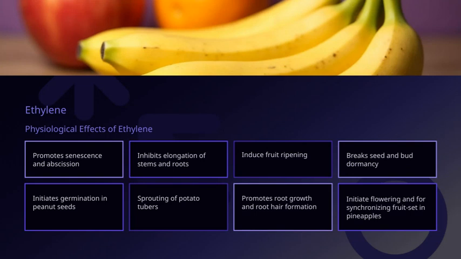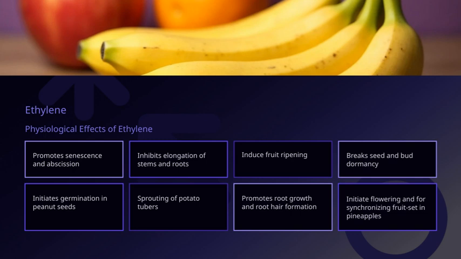Today, I want to talk about the various physiological effects of ethylene on plants. Ethylene is a crucial plant hormone that influences many aspects of plant growth and development. For example, it initiates flowering in pineapples, which is essential for synchronizing fruit set and ensuring a uniform harvest. It also plays a role in breaking seed and bud dormancy, helping plants to start their growth cycle when conditions are right. Ethylene promotes root growth and the formation of root hairs, which are vital for water and nutrient absorption.